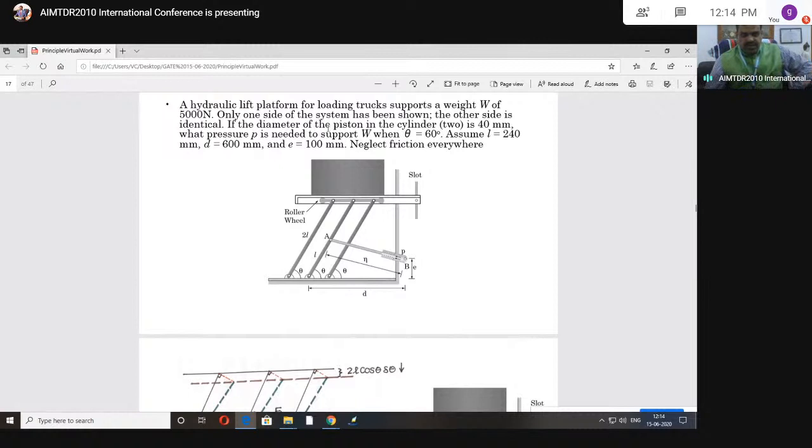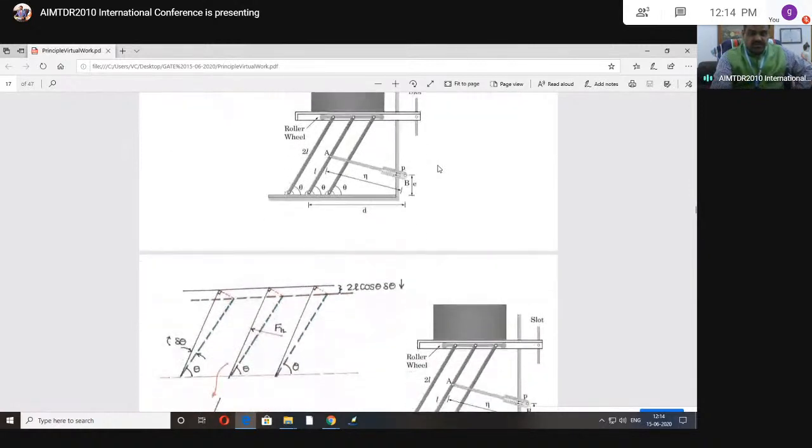Here, if the diameter of the piston of the cylinder is 40 mm, because if I need a force, pressure into area, I have to multiply. For that, some of these dimensions are given. Now you can see, this is what.